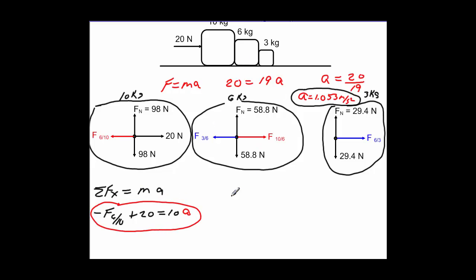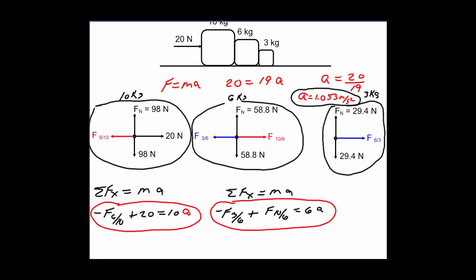I come to the second object here. We'll look at that. Summation of forces in the x is equal to mass times acceleration. We've got F of the 3 kilogram object putting onto the 6. We'll make that negative, going to the left, plus the force the 10 is pushing onto the 6. And we'll set that equal to 6a. Second equation.